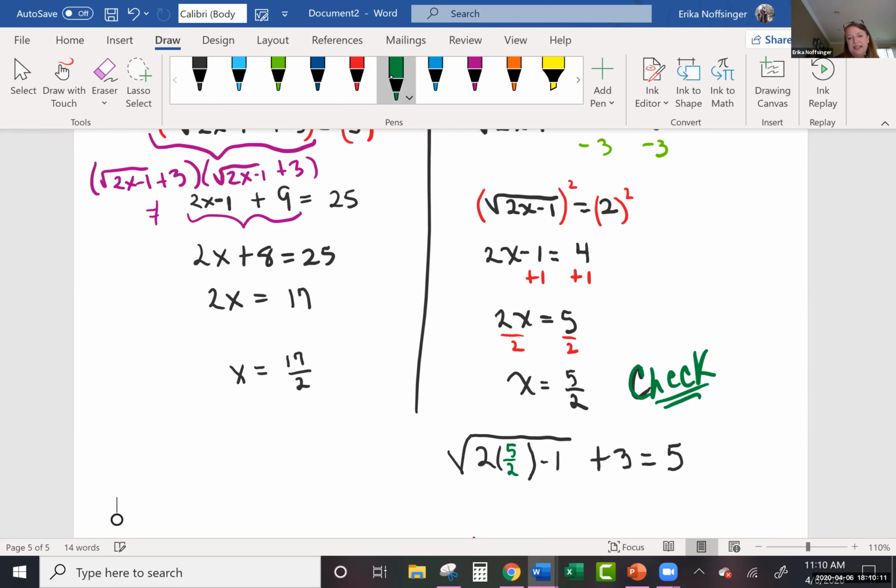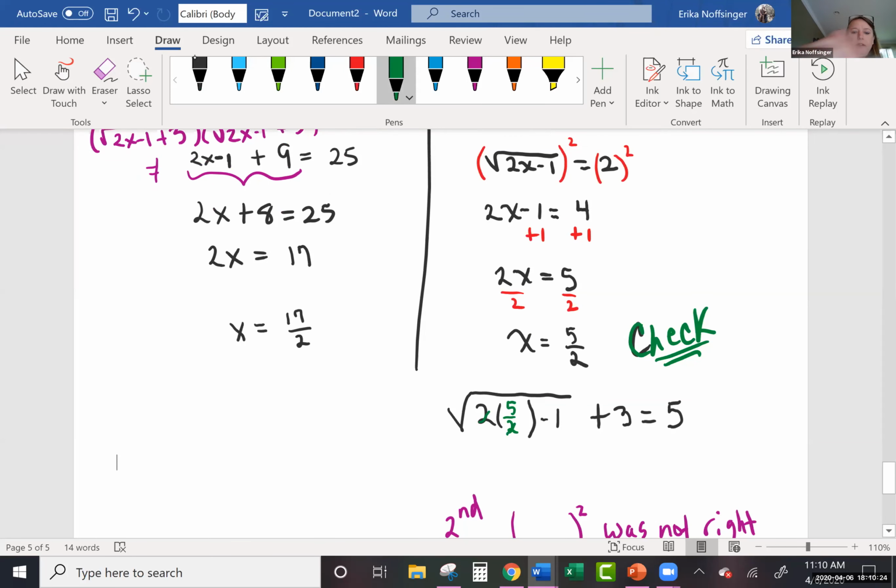Okay, so replacing x with 5/2. Notice under that radical, 2 times 5/2. Well, properties of fractions, those 2's cancel. And so we're left with the square root of 5 minus 1 under the radical, and then plus 3 outside of the radical.